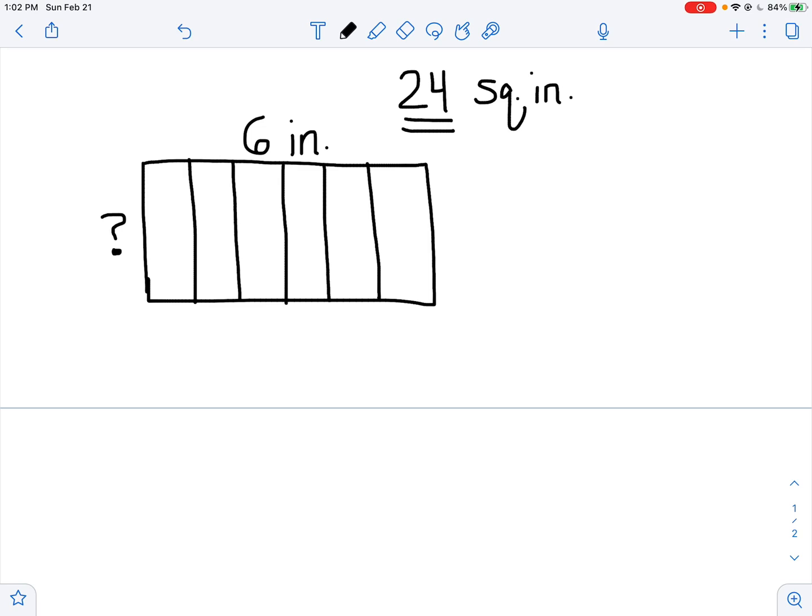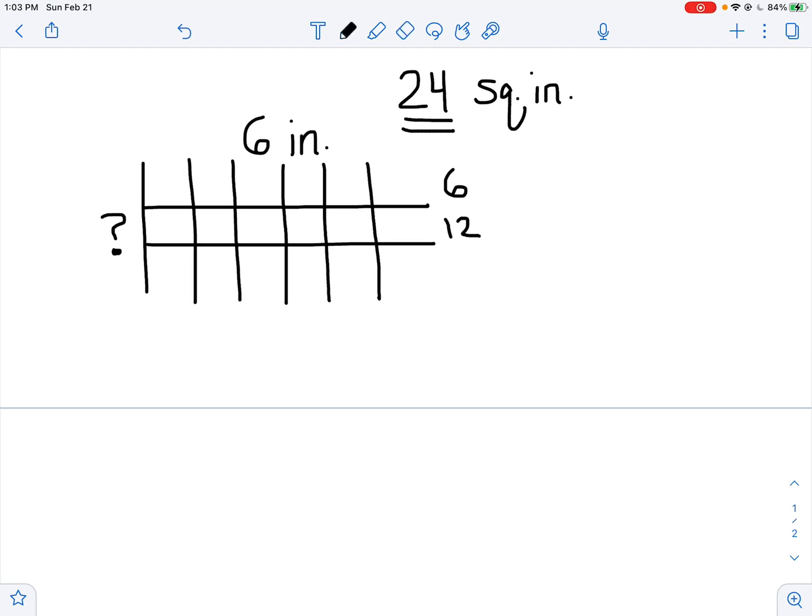So what I can do is I can count by 6s to see how many 6s will give me 24. Because if I make a row of 6, I know there's 6 of them, right? And then I can do another row of 6. What is that going to get me? That's going to get me 12. I haven't used 24 yet, right? So I'm actually going to extend, once again, my rectangle a little bit because I didn't make it quite the right size. Give me just a moment. We'll extend this.